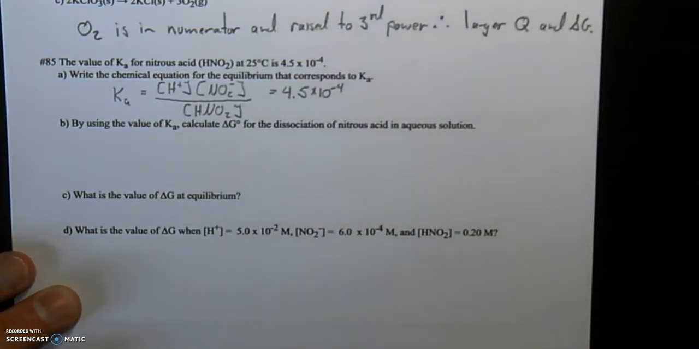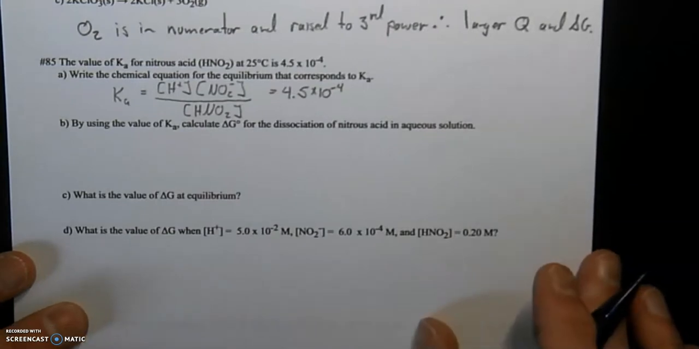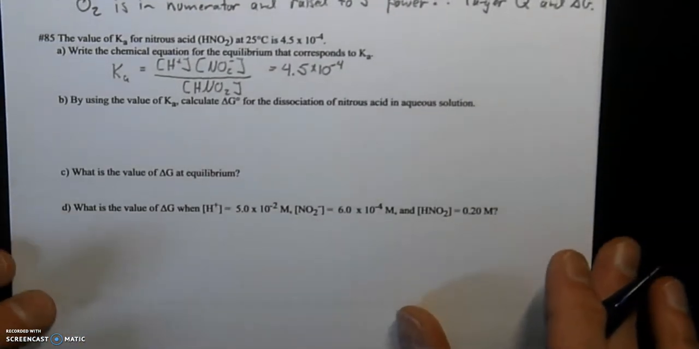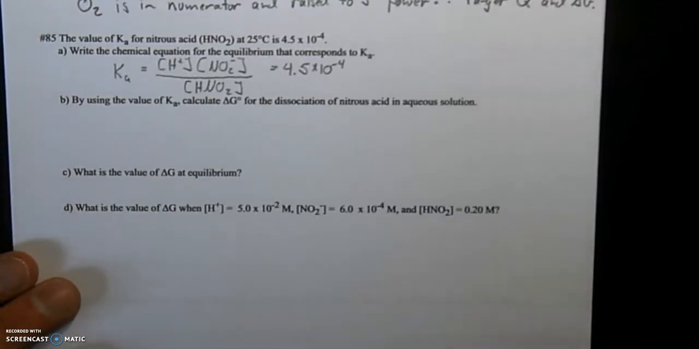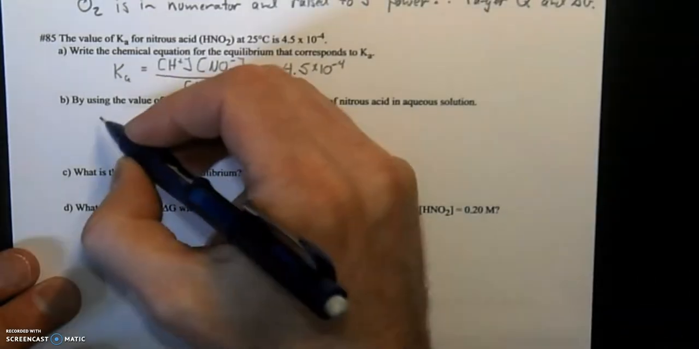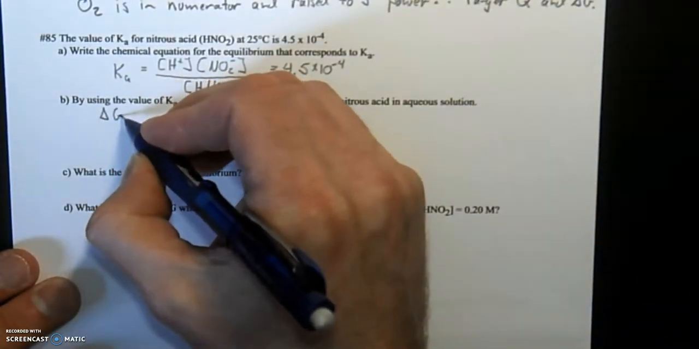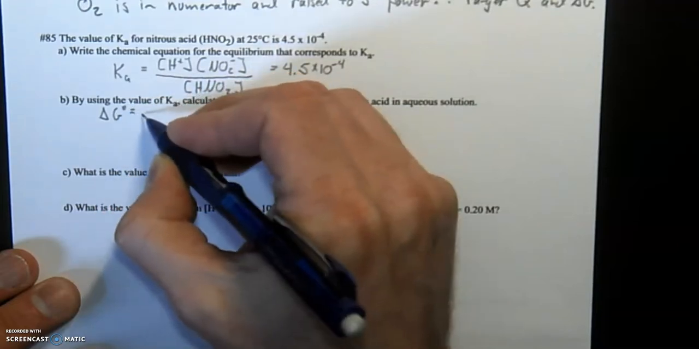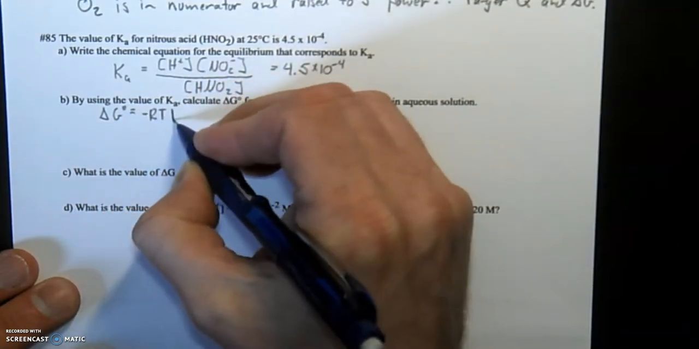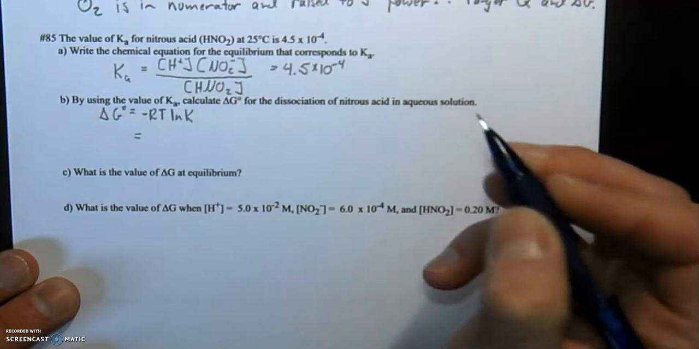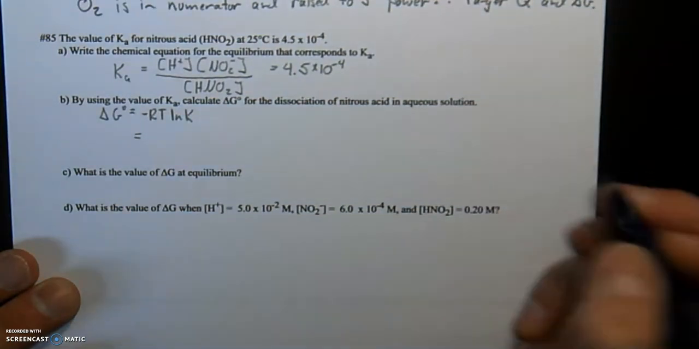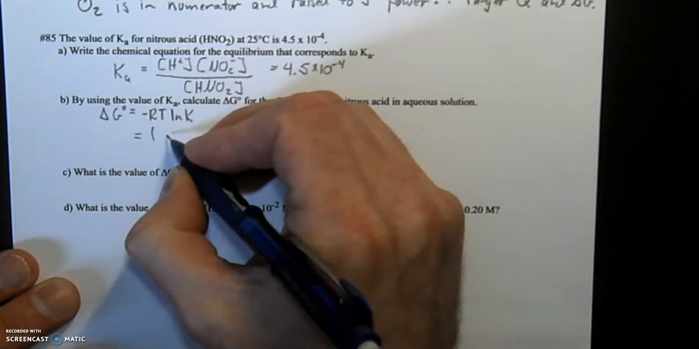Part B. By using the value of Ka, calculate delta G for the dissociation of nitrous acid in aqueous solution. Again, this is a really good problem. It's demonstrating that we're relating these two values together. It's not really a calculation with some other weird numbers in there. It's a relationship. So we'll go ahead and squeeze this in. I know I didn't leave a whole lot of space here. Delta G is equal to negative RT natural log of K. If we plug in the values it gives us, we're going to use the K to get the delta G.